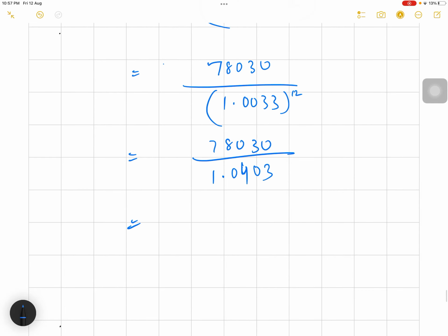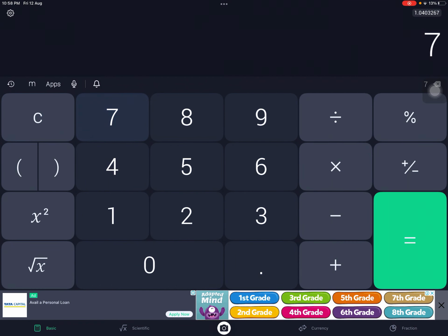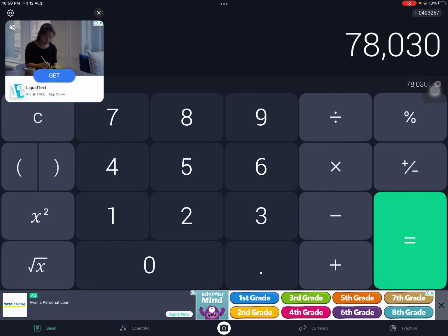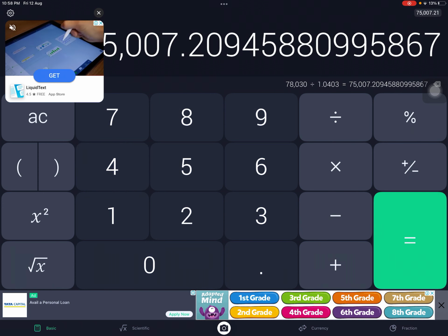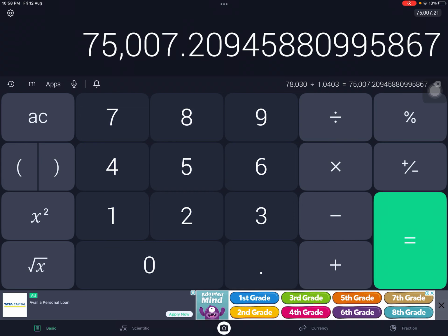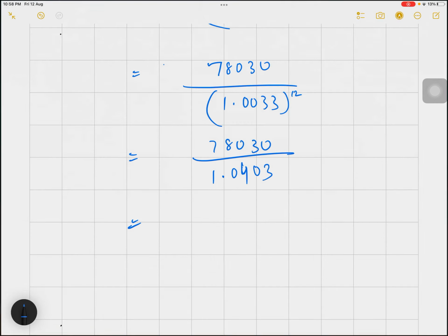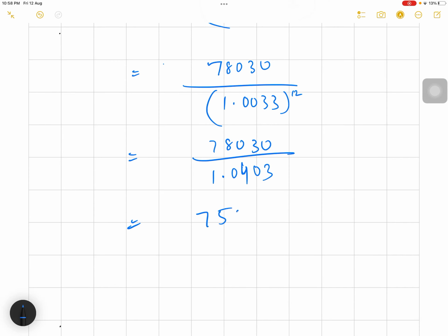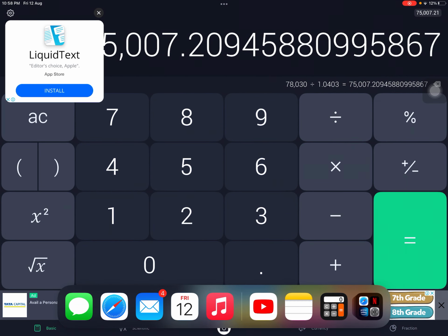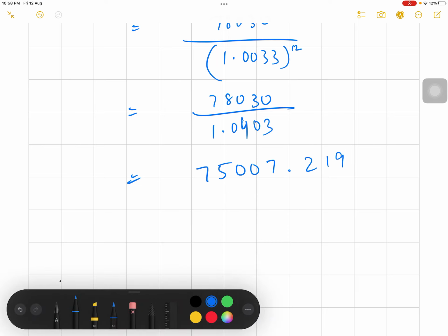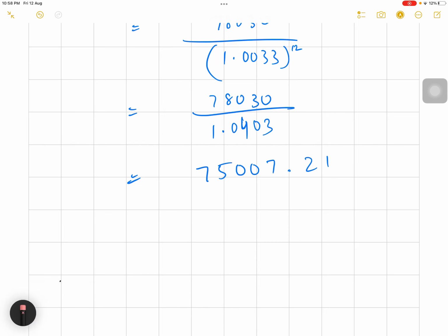Now let's calculate this. 78,030 divided by 1.0403. It comes to 75,007.21. 75,007.219, something like that was there. Or 209 it was, right? So I'll write 21.